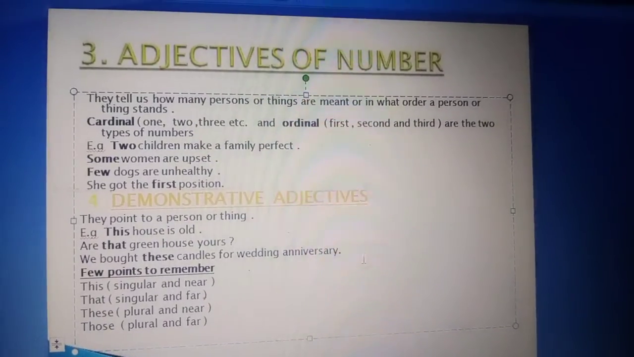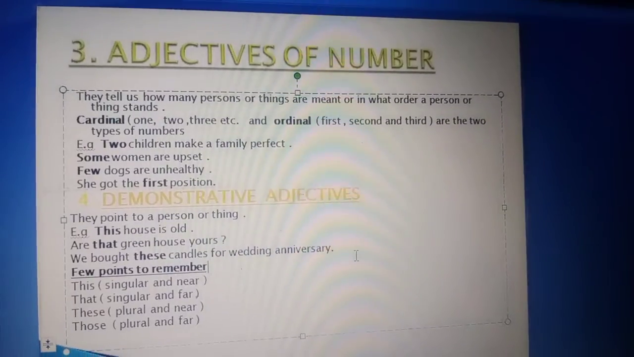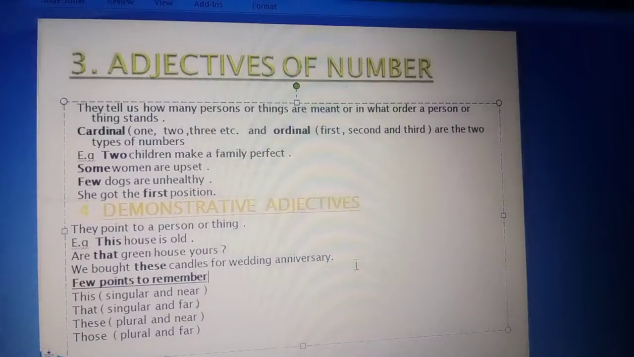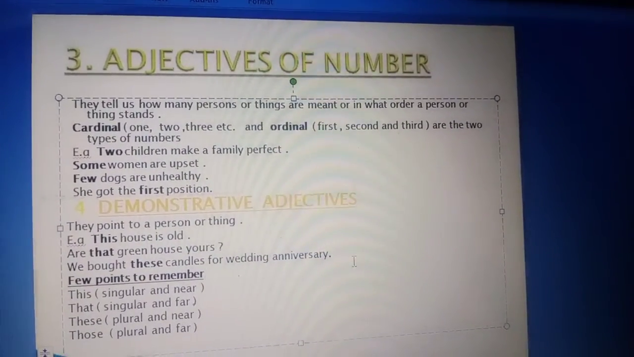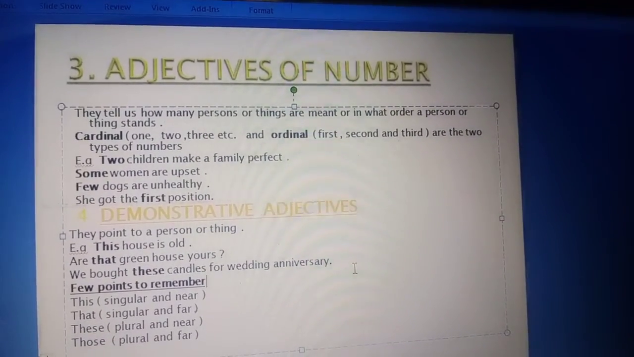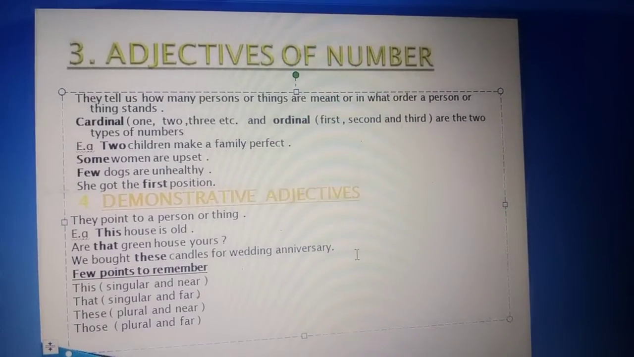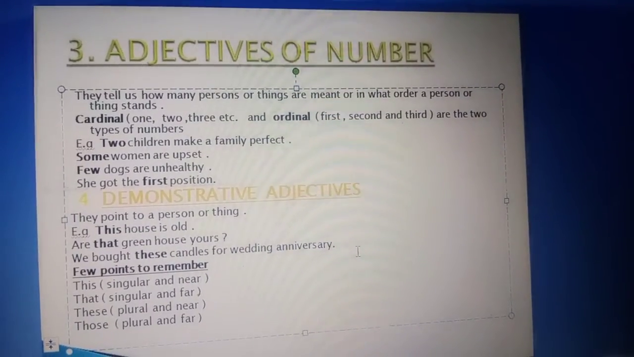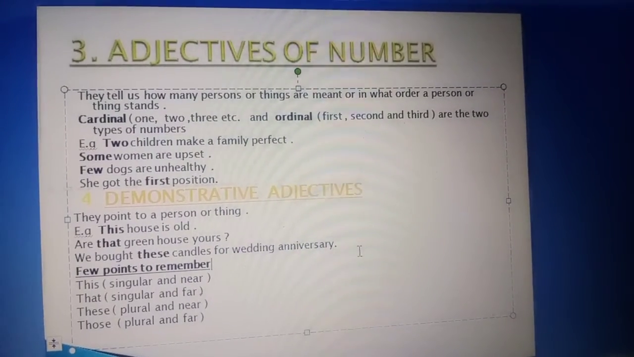Now we'll switch to another type of adjective, that is adjectives of number. So what are adjectives of number? They tell us how many persons or things are meant or in what order a person or thing stands. Numbers are of two types, cardinal numbers and ordinal numbers. Cardinal numbers, examples 1, 2, 3, etc. And ordinal numbers which tells us a rank or position, first, second, third, like this. Here are a few examples of adjectives of numbers.